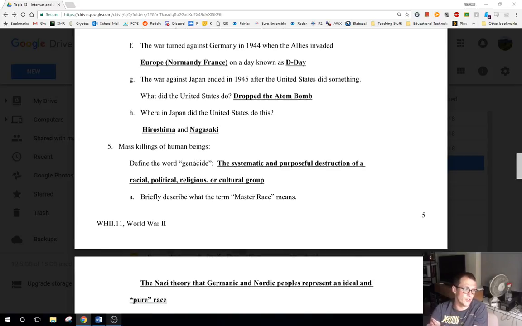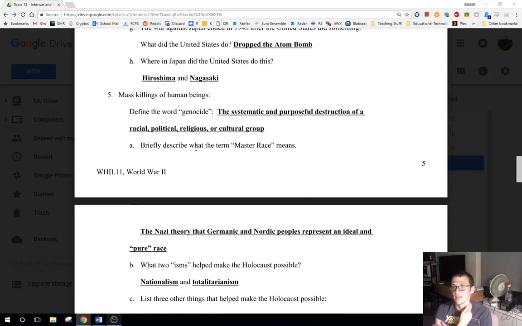So briefly describe what the term master race means, and this is Hitler's idea of the Nazis and Germanic and Nordic peoples representing this pure race, right? These Aryans, he calls them, these blonde hair, blue-eyed people, right?